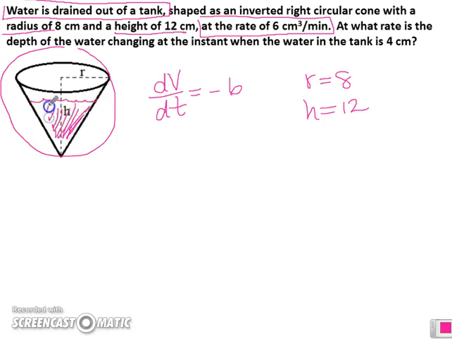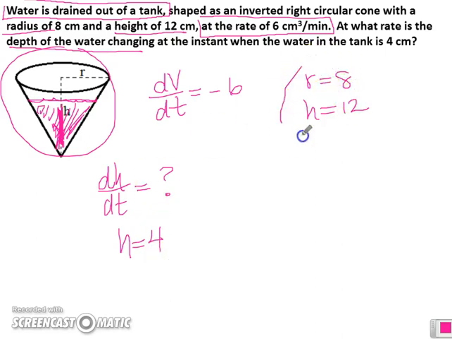But now think about it, there's water inside. So the radius is not always 8 for the water, because we're asked at what rate is the depth of the water changing. The depth of the water is going to be the height. So we're actually asked to find this at the instant when the water is 4. So they gave us, what is the rate of the height of the water when the height is 4.